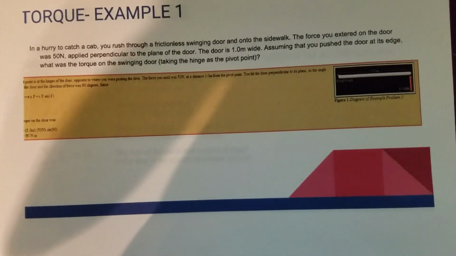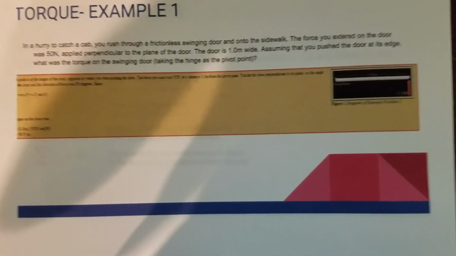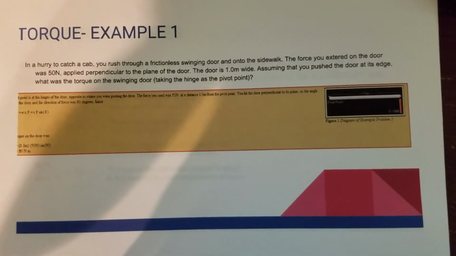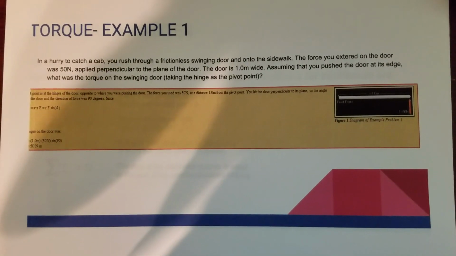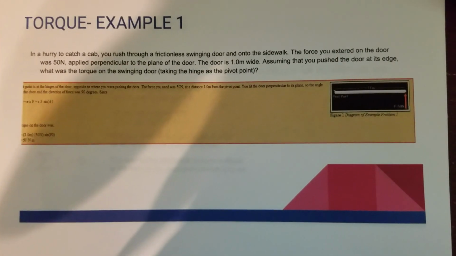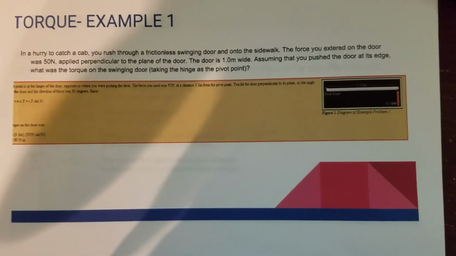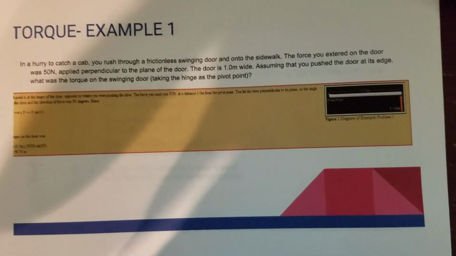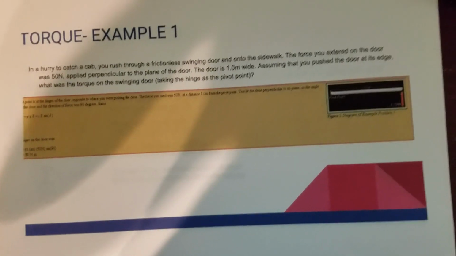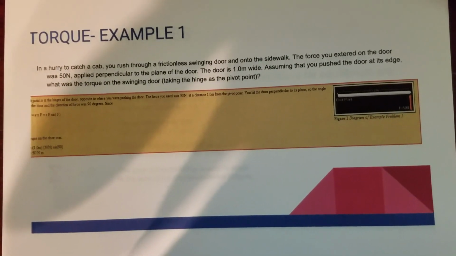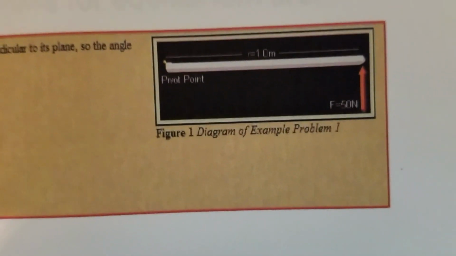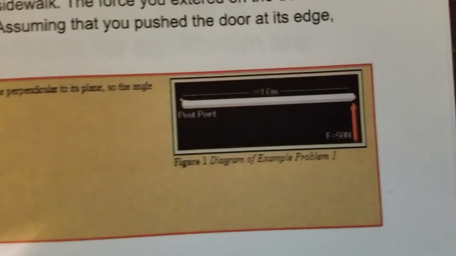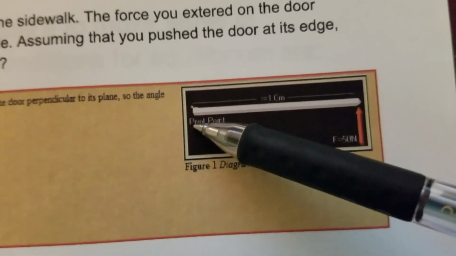Example 1. In a hurry to catch a cab, you rush to a frictionless swinging door and onto the sidewalk. The force you exerted on the door was 50 newtons, applied perpendicular to the plane of the door. The door is 1 meter wide. Assuming that you push the door at its edge, what was the torque on the swinging door, taking the hinge as the pivot point? As we get closer to this, you draw your picture, but right now I already gave it to you. It says the hinge is the pivot point.